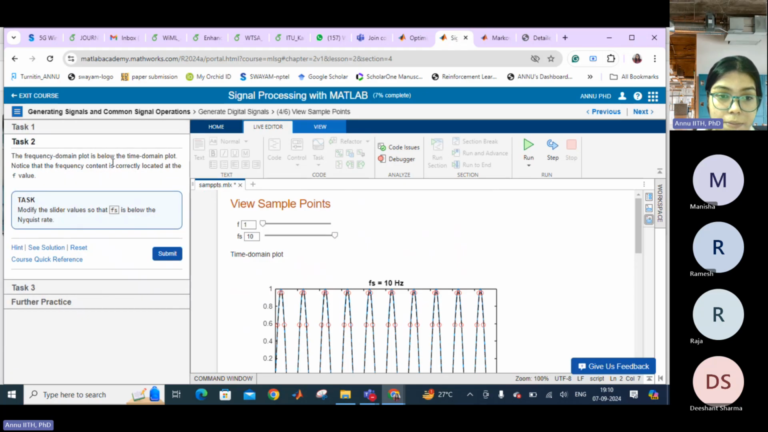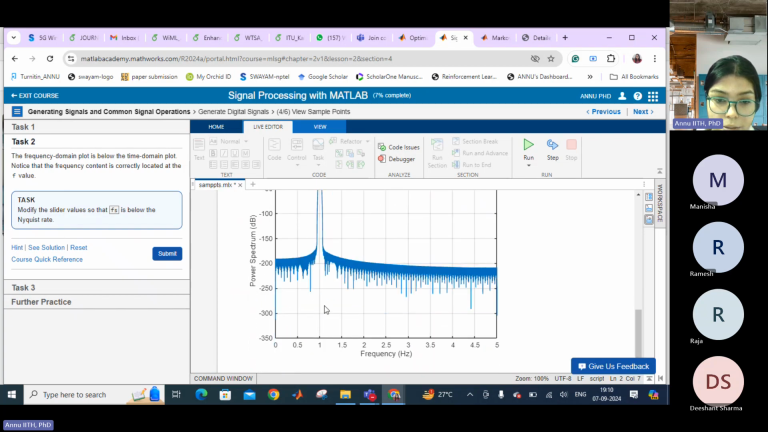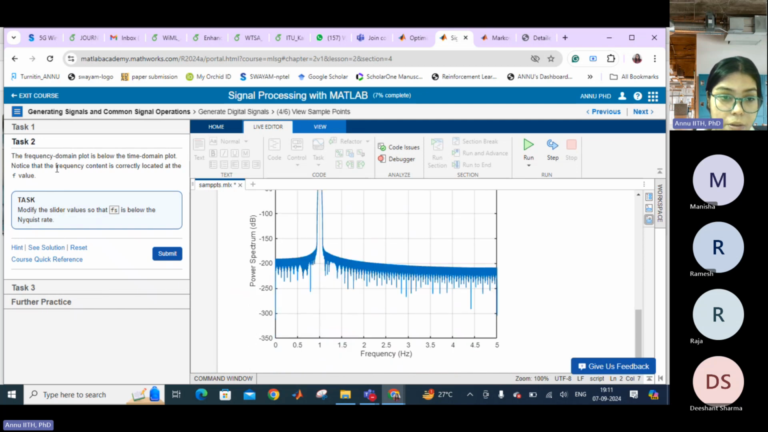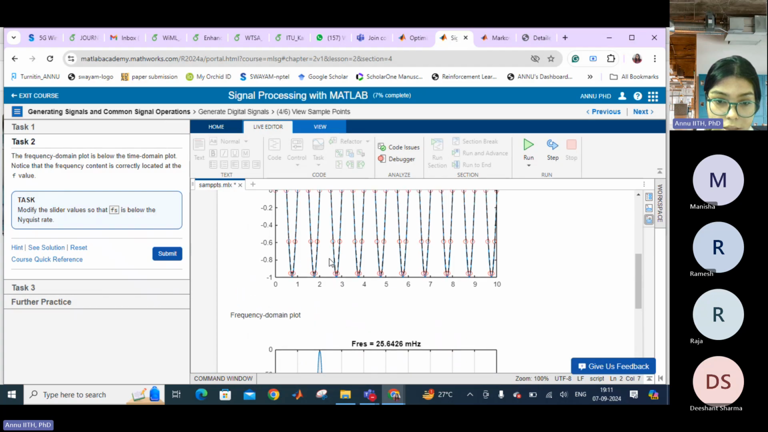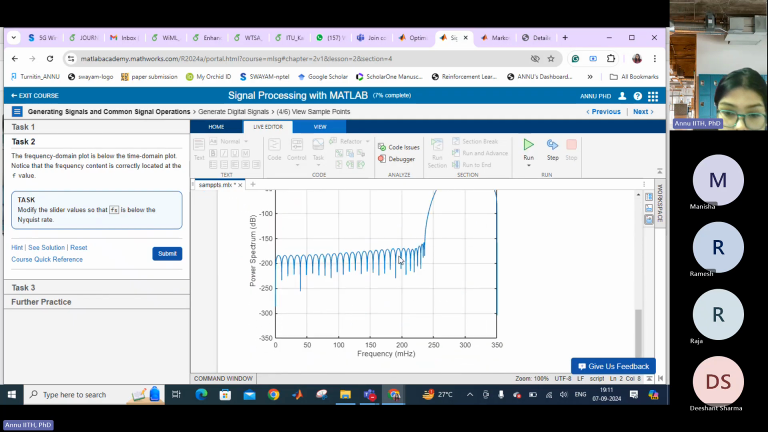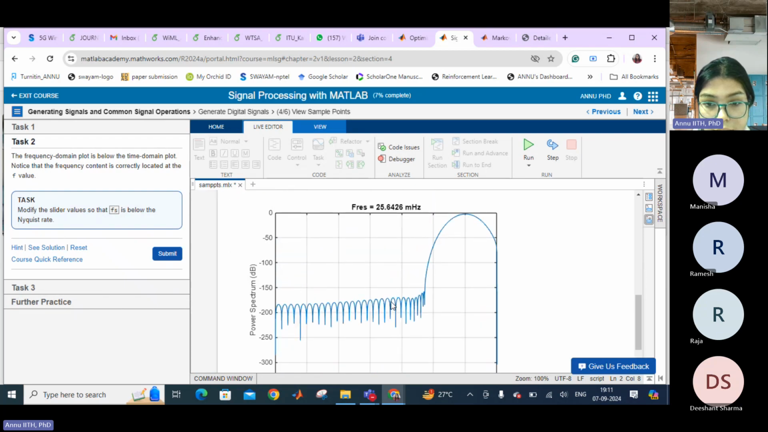The frequency domain plot is below the time domain plot. Notice the frequency content is correctly placed at the f value. So this is a frequency domain plot, and here it is correctly kept at the f value. Now modify the slider value so that fs is below the Nyquist rate. The f value is 0.7. And here you can see.